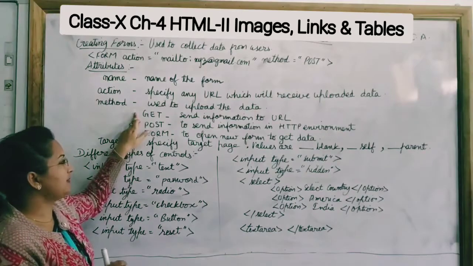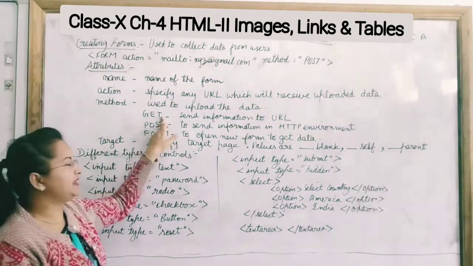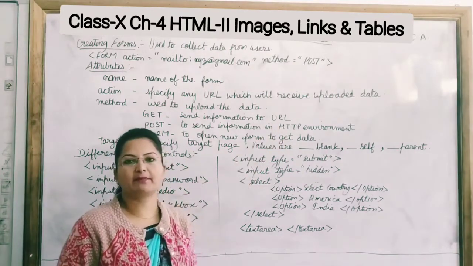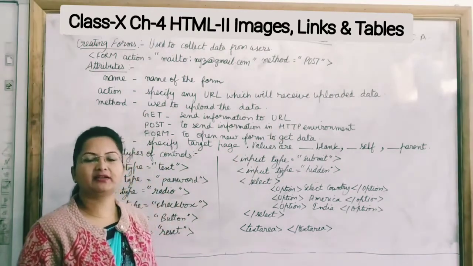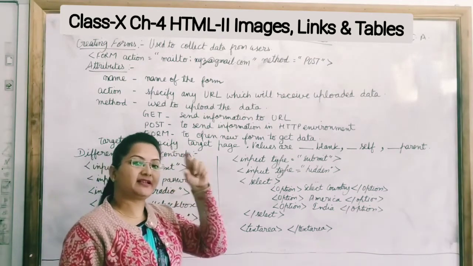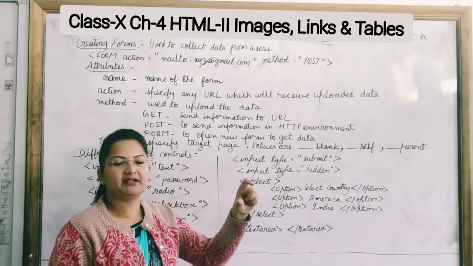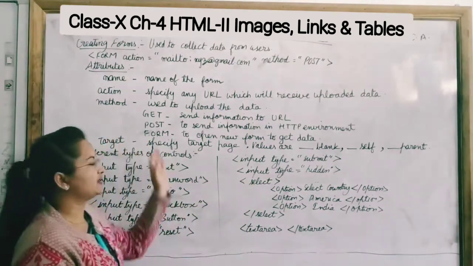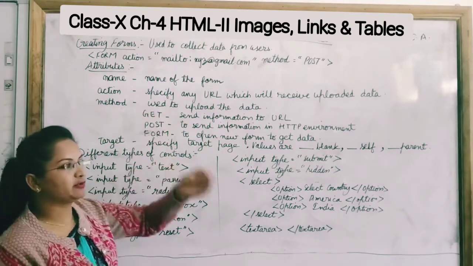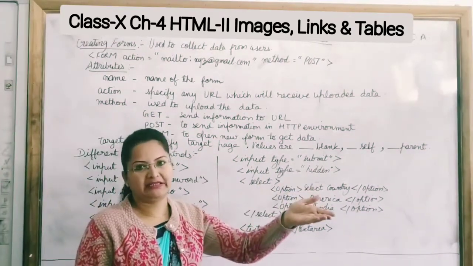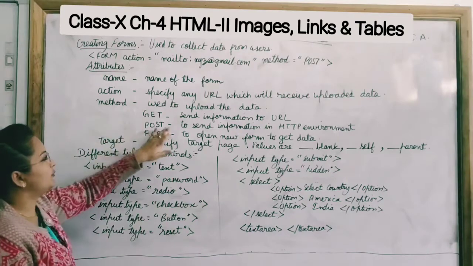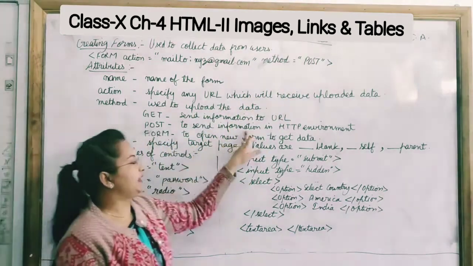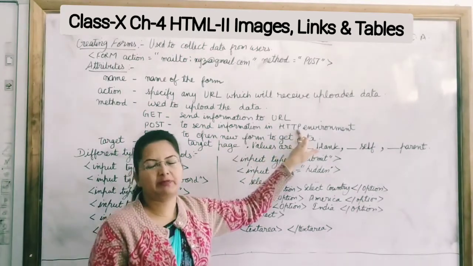So in method, if we are writing get, that means the data will be sent with the URL. When you click on the submit button, you will be able to see the data in the URL. URL means it is there in the address bar. In the complete address of the website, you will be able to see the concatenated data with it. Data will be there in the URL and you will be able to see what is to be sent to the next page. Now, post. If you are writing method post over here, then you will be able to send information in the HTTP environment.